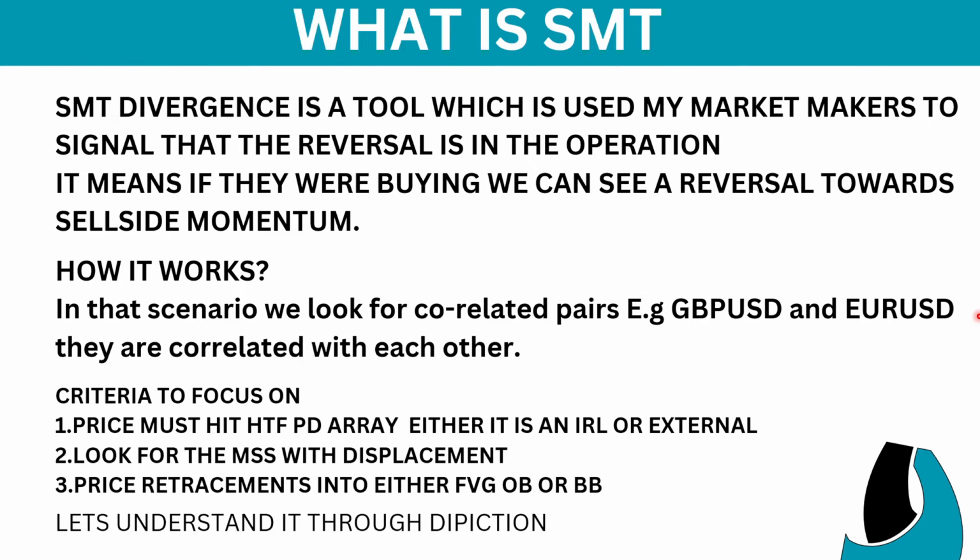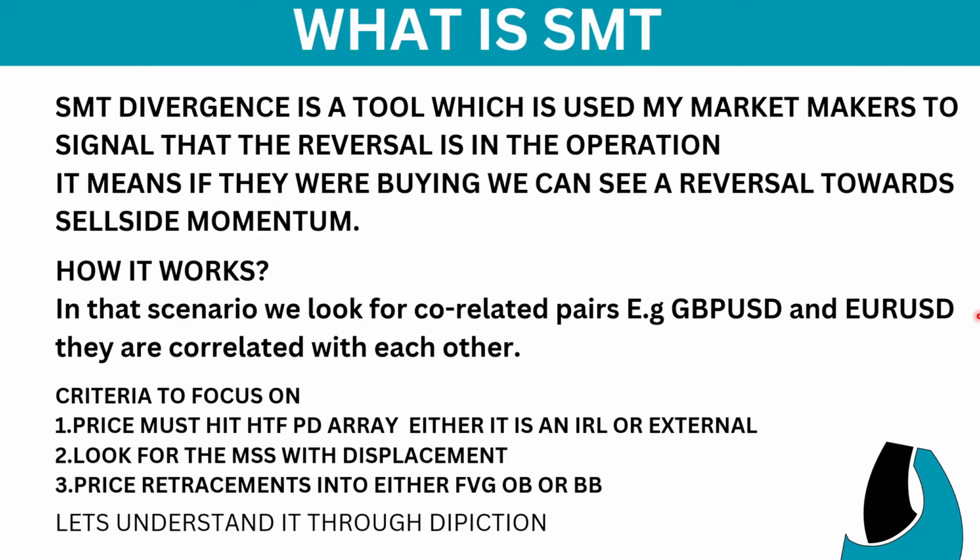Basically it is a tool used by market makers to signal that a reversal is in operation. It means if they were buying, we can now see a reversal towards sell side momentum. And if they were selling, we can see a reversal towards buy side momentum.